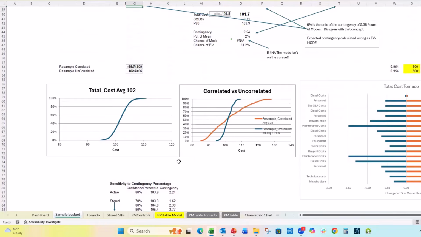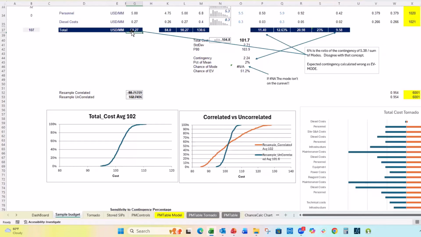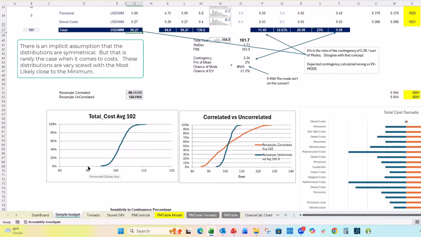So now let's compare the correlated and uncorrelated. So here you can see this range. Now, my forecast didn't change. My forecast is still 90.27. But where does that 90.27 fall on this correlated graph? It's down here. It's not even on the curve. What this would suggest, if I'm using the sum of these modes as my forecast, the chance of it really being on, even happening at that level is none, zero, nil.